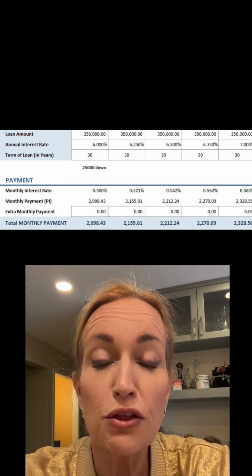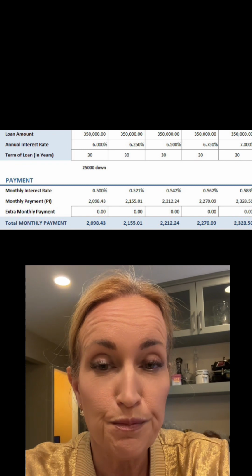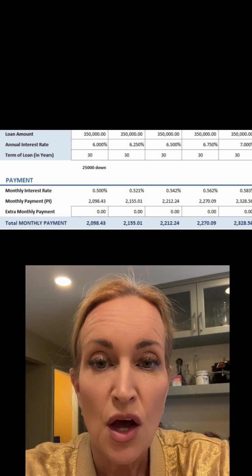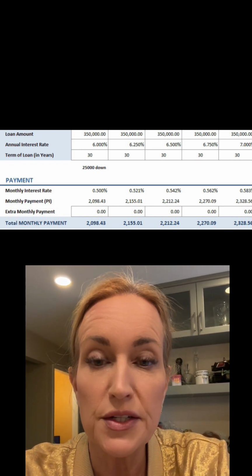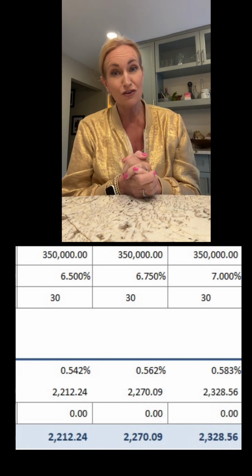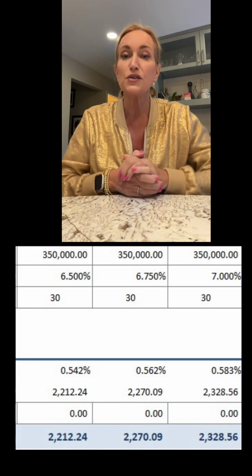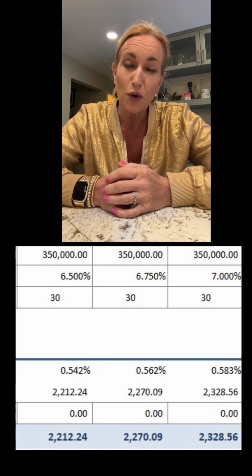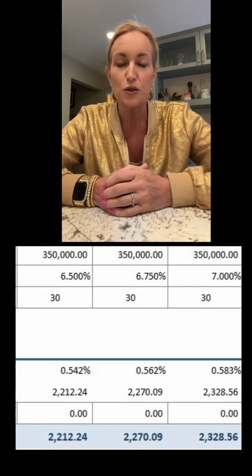So here I took $350,000. And you can see we took these different interest rates and you're going to see how much the payment is. Look at the difference between these different interest rates and the principal and interest. That is the difference. It's about $58 and change. So between 6.75 and 7, it's about $58. From 6.5 to 6.75, it's about $58 and a little bit of change. So not such a big deal if you're between those.